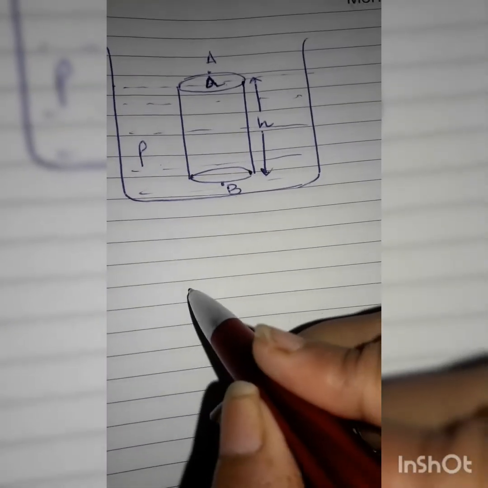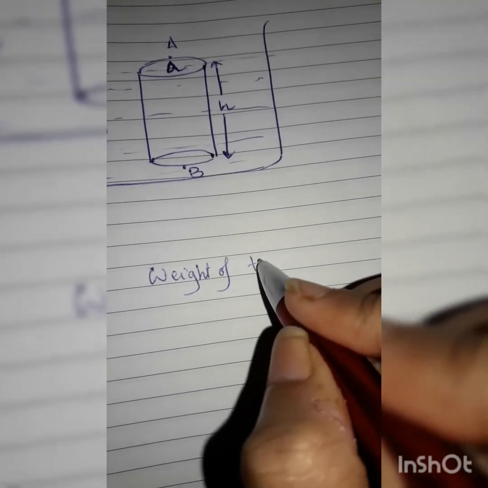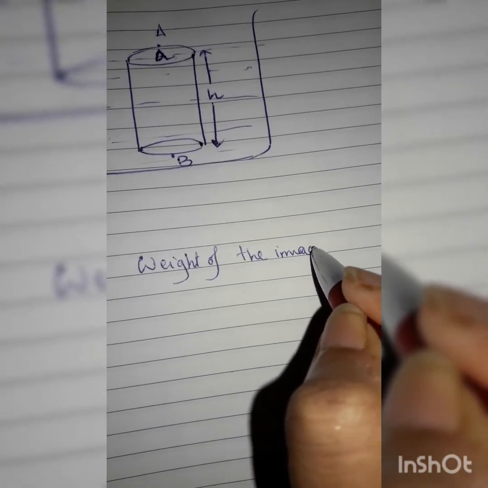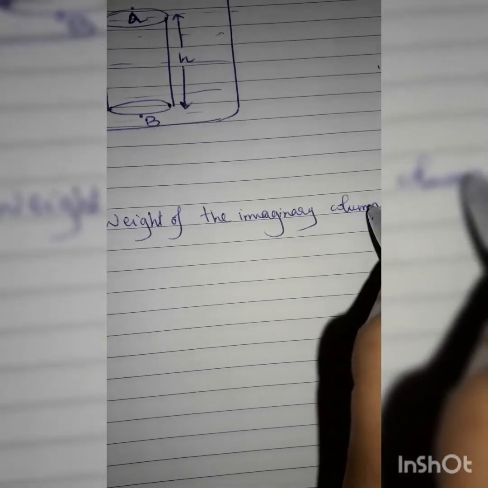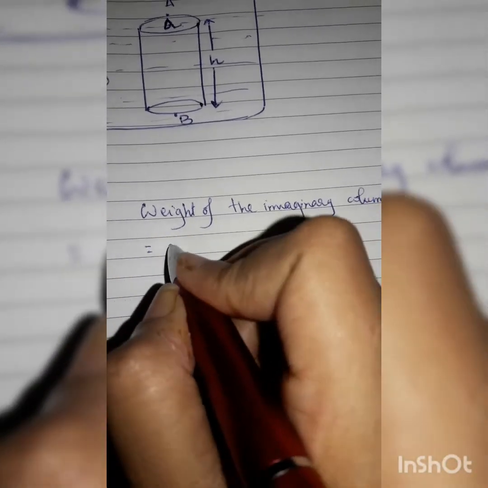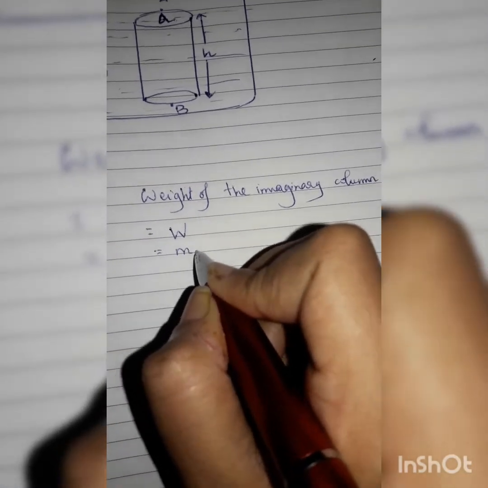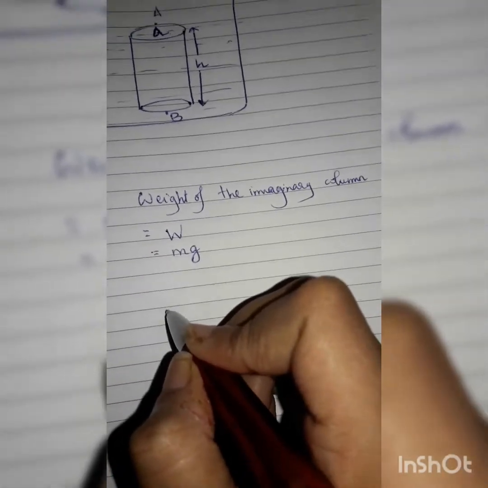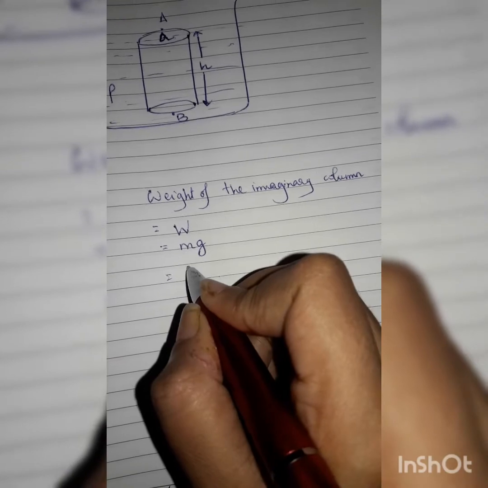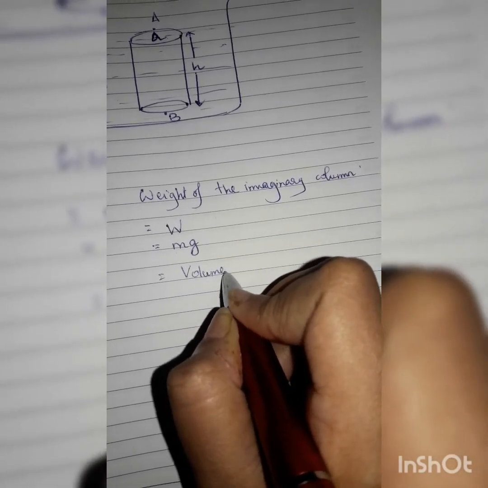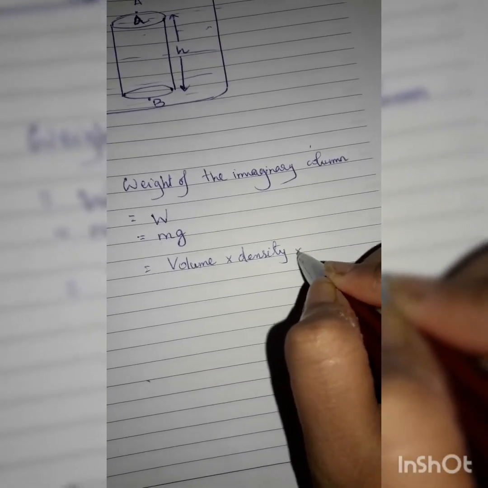Therefore, the weight of the imaginary column of liquid is W equal to mass into gravity, because we know weight equals mass into gravity. Now mass can be written as volume into density, so W equals volume into density into gravity.